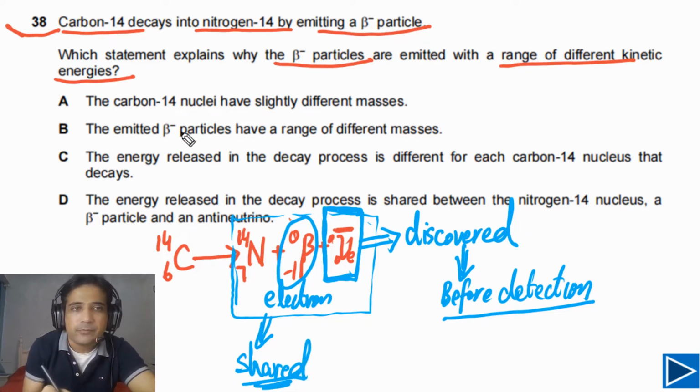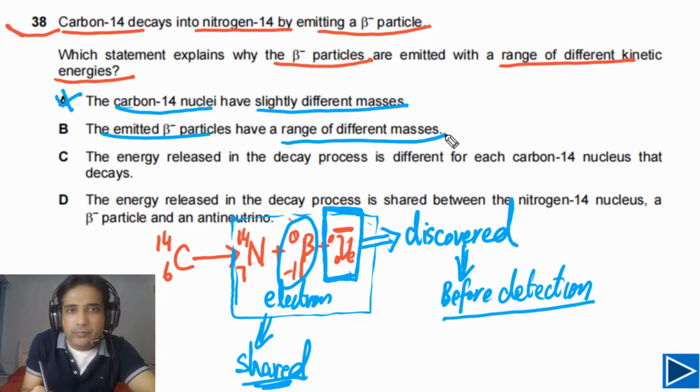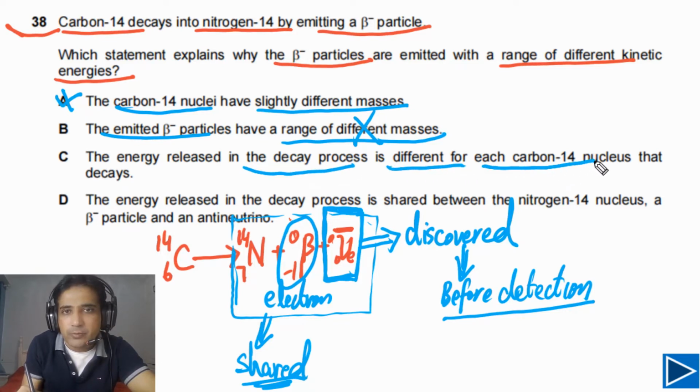Now if you look at the different options, option A: carbon-14 nuclei have slightly different masses. This is not a possible answer. The emitted beta particles have a range of different masses. The mass of an electron is fixed, so this is also wrong. The energy released in the nuclear process is different for each carbon-14 nucleus. The total energy is the same.